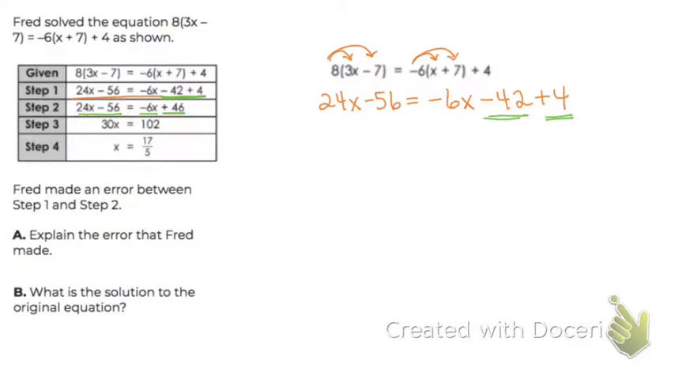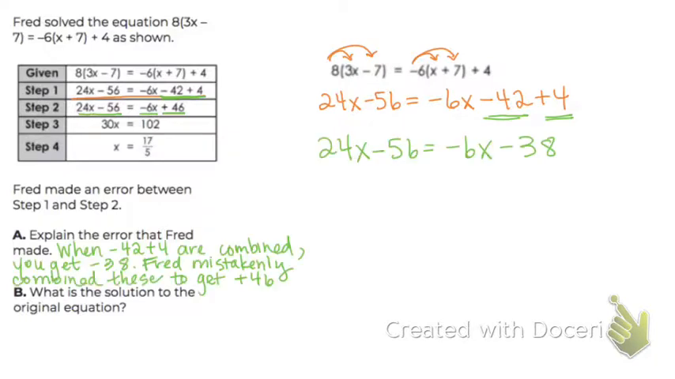So let's see what I get. So for part A, I took a shot at explaining the error that Fred made here in green. Now, for part B, they want to know what the actual solution is when we correct that to minus 38. So what I'm going to do is I'm going to move all the x's over to one side. So I'm going to add 6x to both sides of the equation.